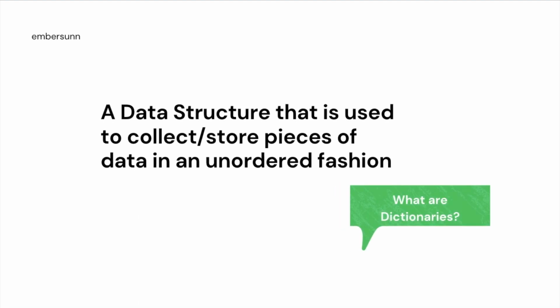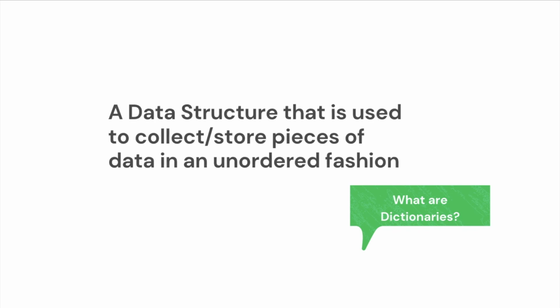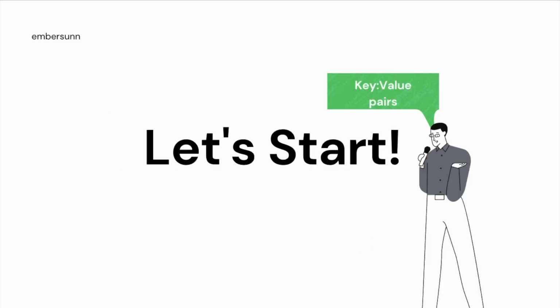Now, what exactly are dictionaries? Dictionaries are a data structure that is used to collect and store pieces of data in an unordered fashion. One of the main concepts you have to know about dictionaries is key-value pairs, and I'm going to go ahead and demonstrate what key-value pairs are by jumping right into the code.